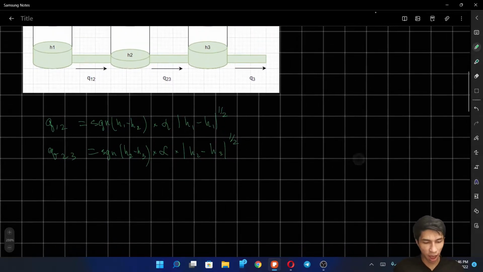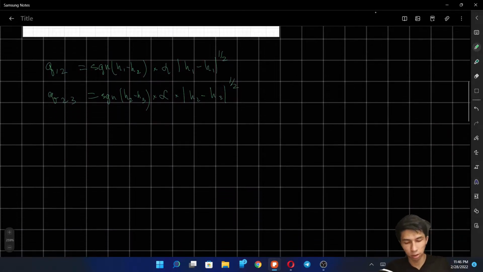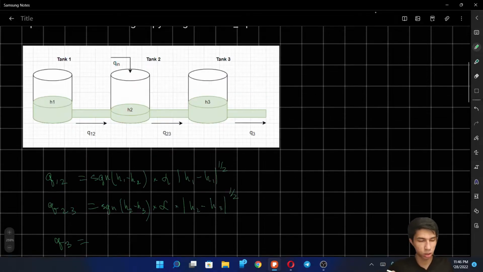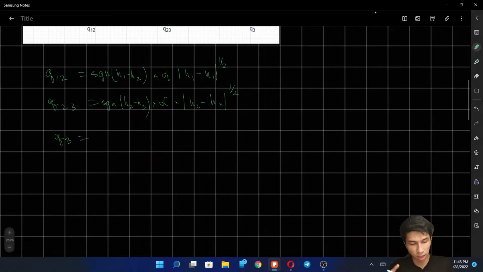And we also have our flow out of tank 3. Tank 3 drains to the surroundings at a height of 0 with the same proportionality constant. So we still have alpha as a constant, and it's going to be h3 to the half, okay?